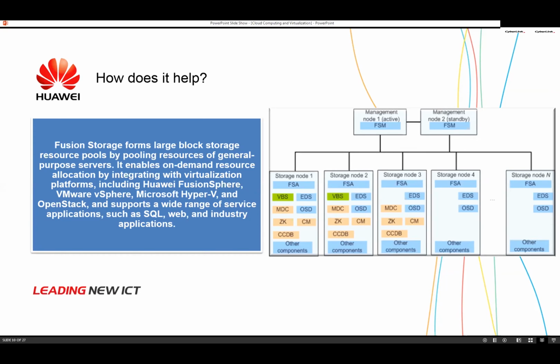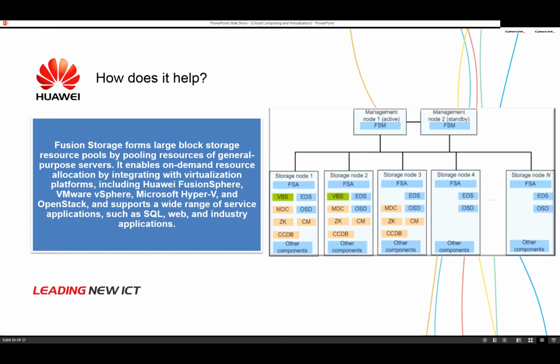What does MDC stand for? It stands for Metadata Controller. The Metadata Controller component controls the status of the distributed cluster, as well as data distribution and rebuilding rules. So this one is really important. When we create a control cluster, we use 3, 5, 7, or 9 nodes. When we create them, the Metadata Controller component automatically starts on these nodes.